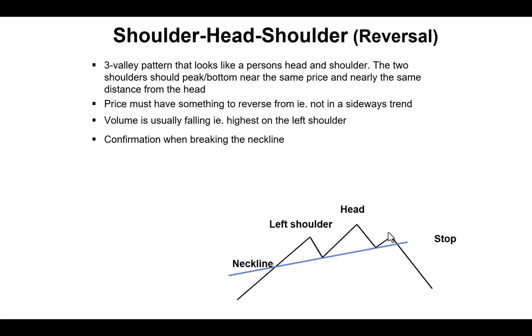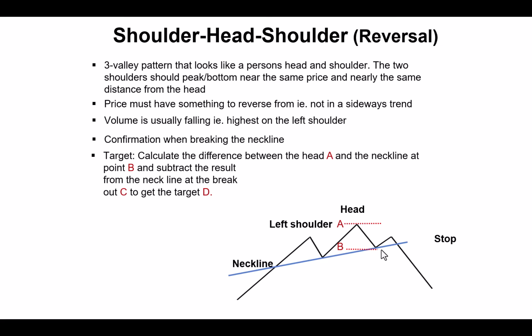Then confirmation with breaking the neckline, and the neckline you draw from the two valleys. You have the two valleys here, and then you draw the neckline. It is usually sloping upwards, sometimes downwards, and we'll see an example of that a little bit later. It will hurt the performance. It's usually sloping upwards or is horizontal.